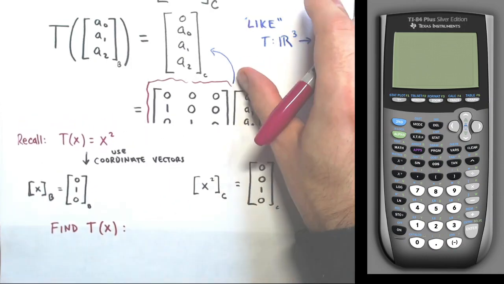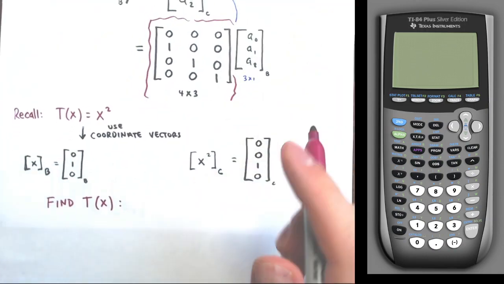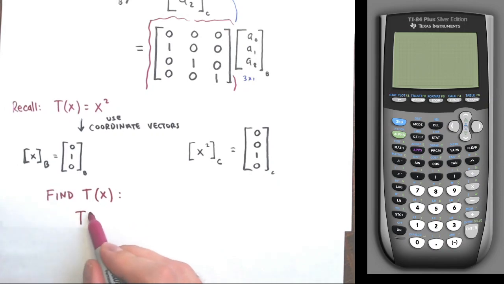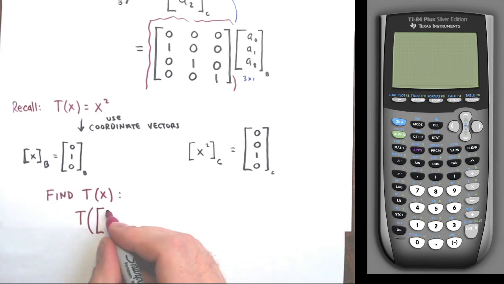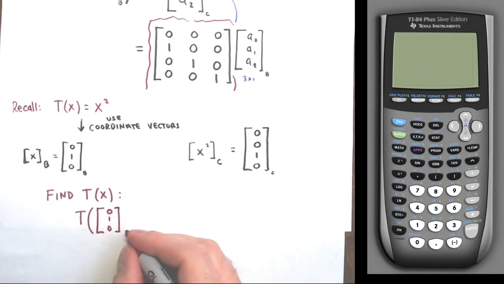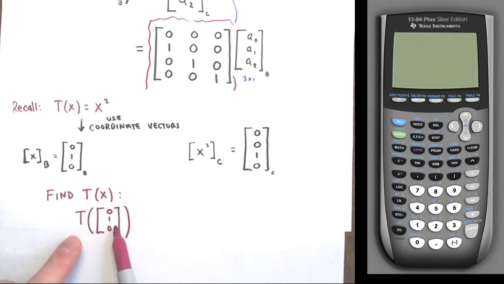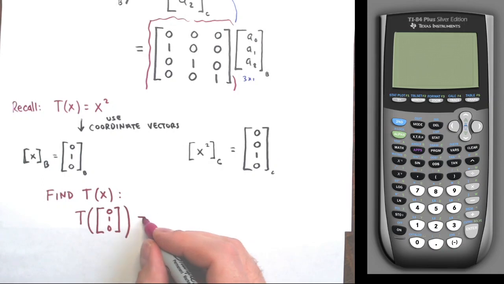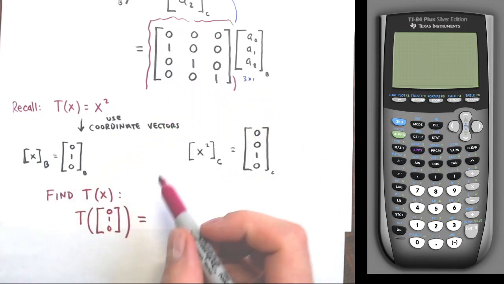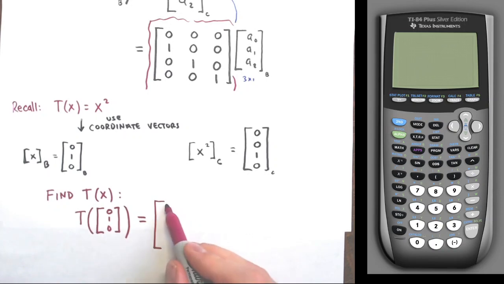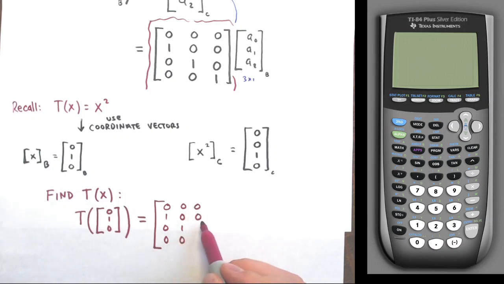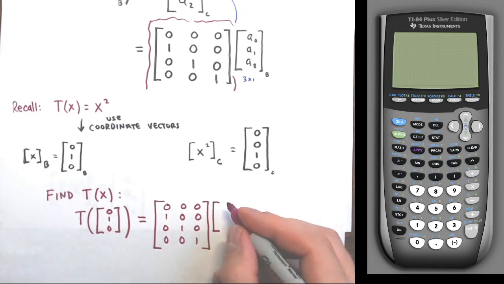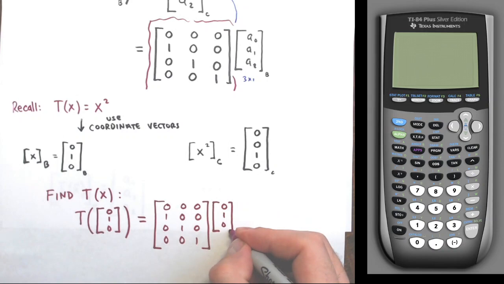Well, if I go to the coordinates and use this standard matrix, we should be seeing that T of the coordinates of x, which are 0, 1, 0 with respect to B, I plug the coordinates of x in with respect to B. According to what I wrote up here, this should be equivalent to this 4 by 3 matrix, 0, 1, 0, 0, 0, 0, 1, 0, 0, 0, 0, 1, multiplied by the coordinates of x, the coordinates of the input. And let's see what we get.